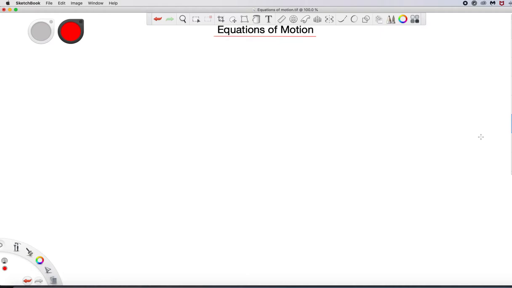This is the second in my series on the equations of motion. In my first video, we looked at the derivation of the equations. And now I'm going to look at the scenarios that there could be in the use of these, remembering that this is all about situations where the acceleration is constant. So, possible scenarios.